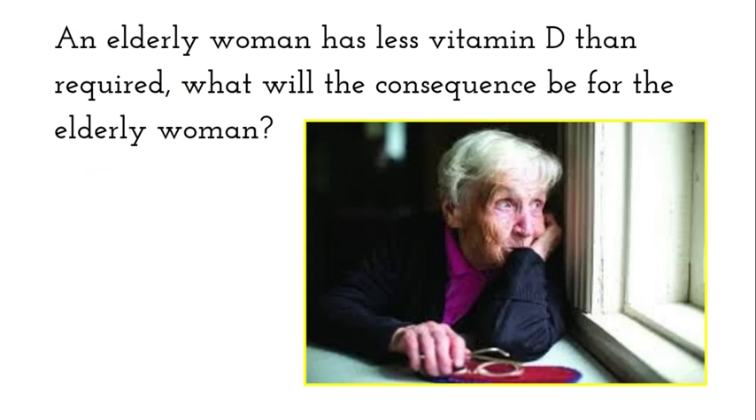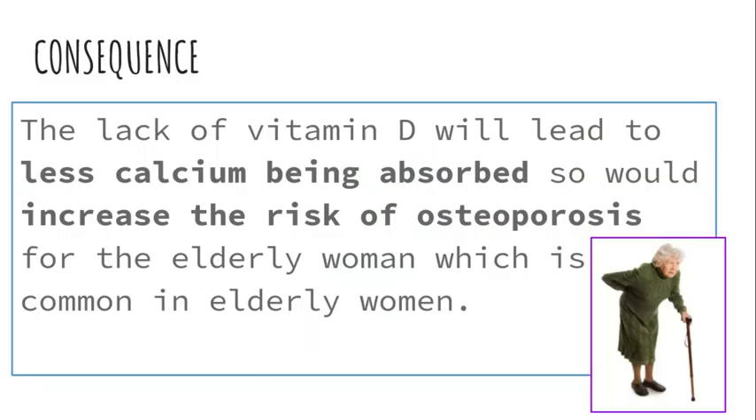Okay, our consequence this time, we want to link to an elderly woman. So an elderly woman has less vitamin D than required. What will the consequence be for the elderly woman? So again, pause the video and have a little think about how you would make this link specifically to an elderly person. So the lack of vitamin D would lead to less calcium being absorbed, so it could increase the risk of osteoporosis for the elderly woman, which is common in elderly women. So the last part there is my link. It's a common disease for elderly women.